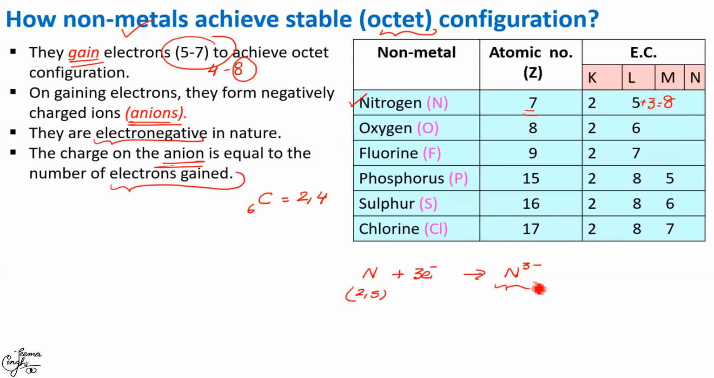And this ion is known as nitrogen anion, or it is also known as the nitride ion. Taking one more example, say chlorine. Chlorine has 7 electrons in its valence shell. It just needs 1 electron.